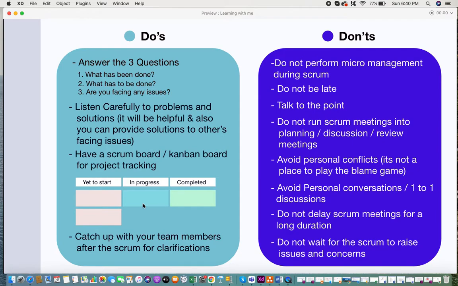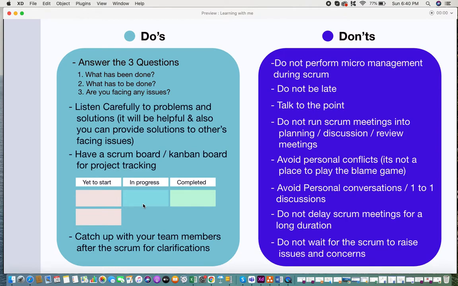The next one is catch up with your team members after the Scrum for clarifications. A Scrum meeting always has to be very quick. You need to answer all these questions, and that's it. It should never move on to anything else that's different.